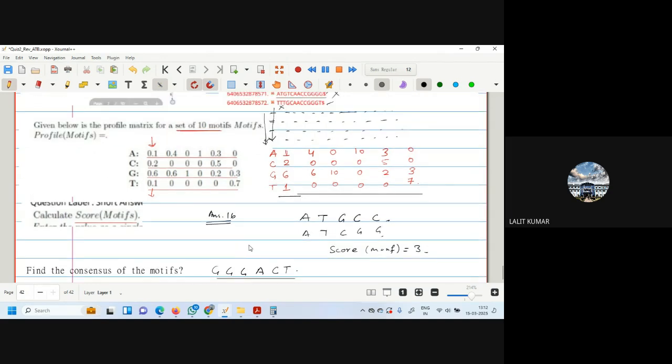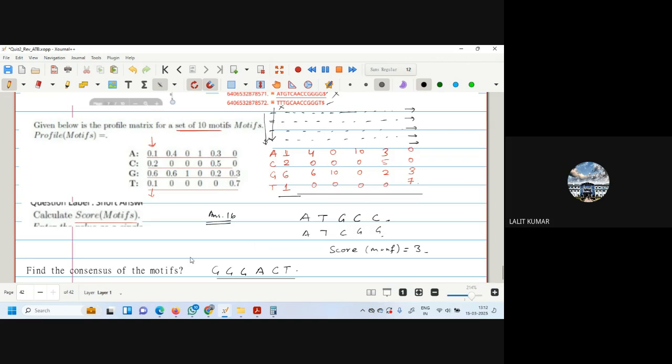But how will we do that? How is this 16 coming? I'm not understanding. There was a clue that if you find it row wise, the answer will come the same. How to find this? You can make a consensus, then find the score, but then also you can find the score.